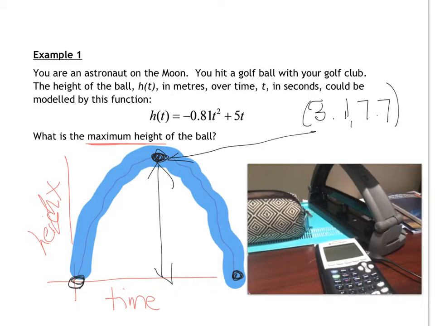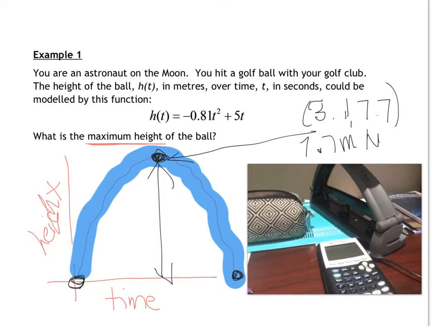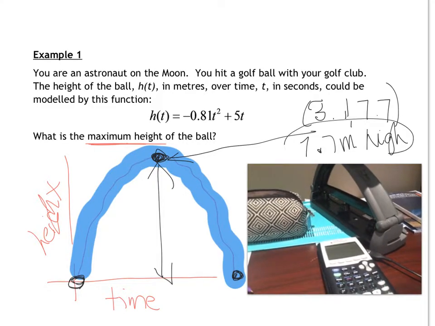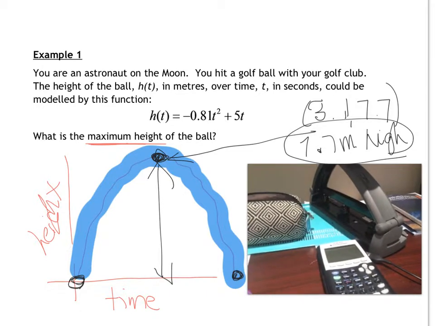Which means the ball is 7.7 meters high at its highest point. All right, so that is solving a question using our graphing calculators. Let's look at the next example.